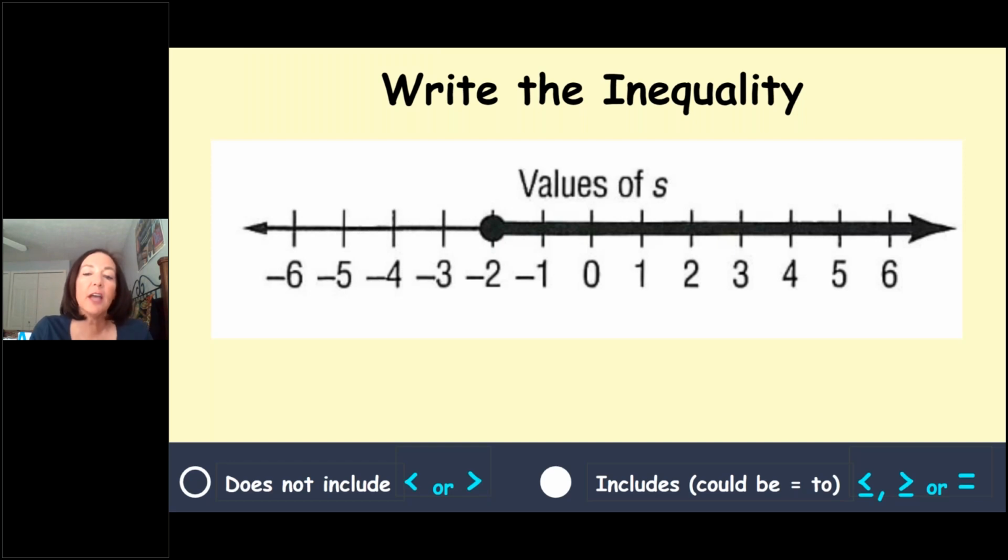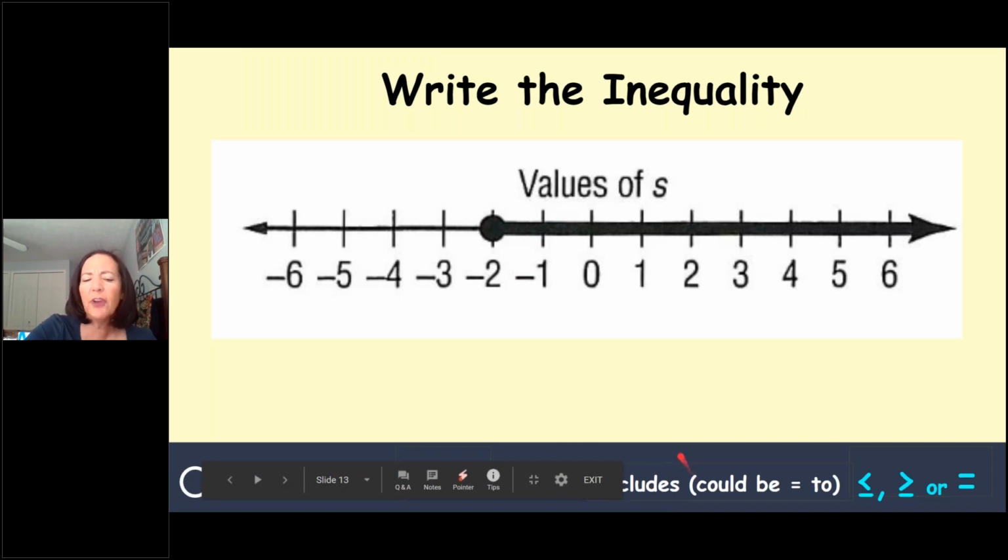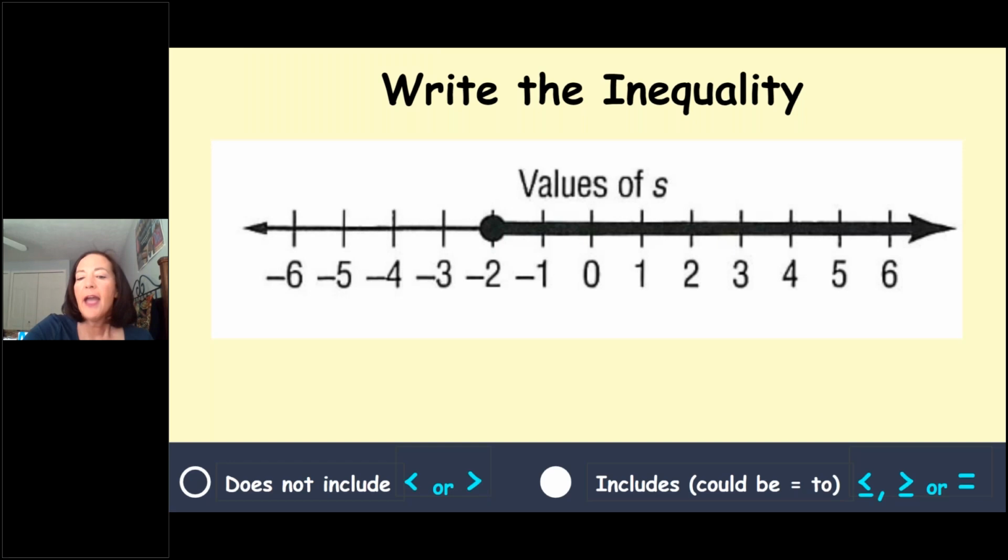Start with S. It's always going to be easier to give the answer if you're given the choice. Start with the letter S. But we have a closed-in dot. So Tylisha, on your phone, can you see the bottom of my screen where it says a closed-in dot means includes or could be equal to?